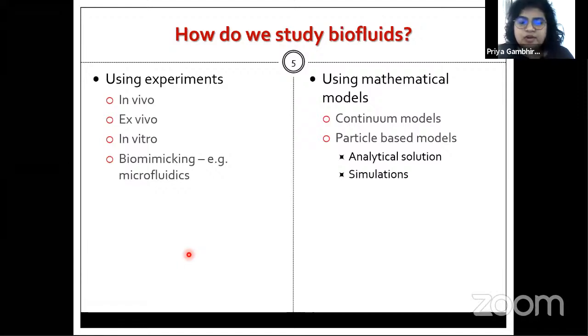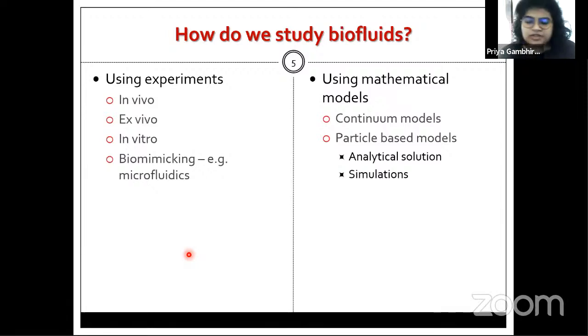So we know that it's important to study biological fluids for our well-being itself, and even to design diagnostic tests so that even if we are undergoing certain diseases, we can detect them quickly. It's important for that. So how do we study biological fluids? For any system, there are two ways you can study it. One is using experiments, and the other is using purely mathematical models. In the same way, biological fluids can be studied using experiments and using mathematical models.